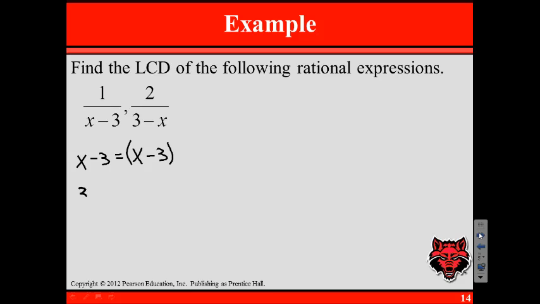3 minus x, if you remember the trick that we used before, when our terms only differed by a negative sign, we could factor out the negative 1 and reverse the order.